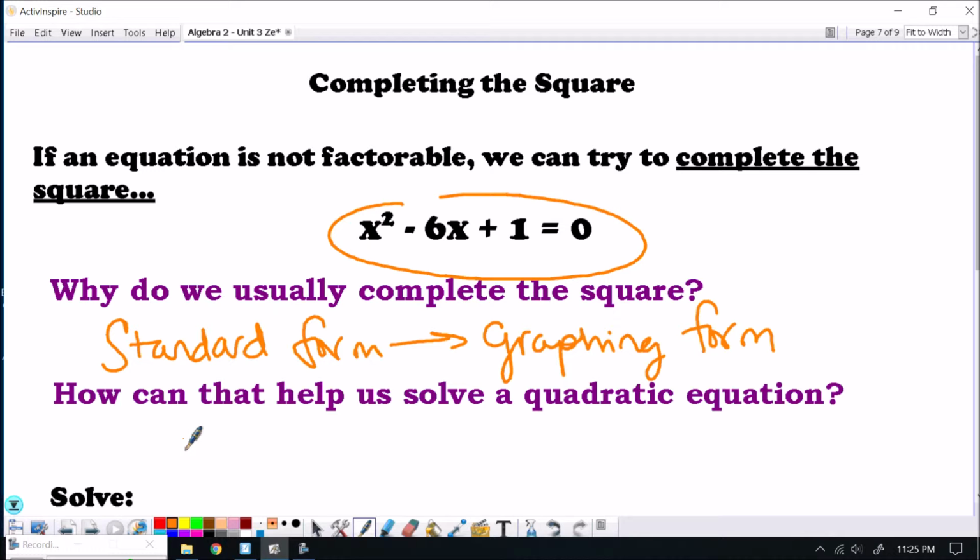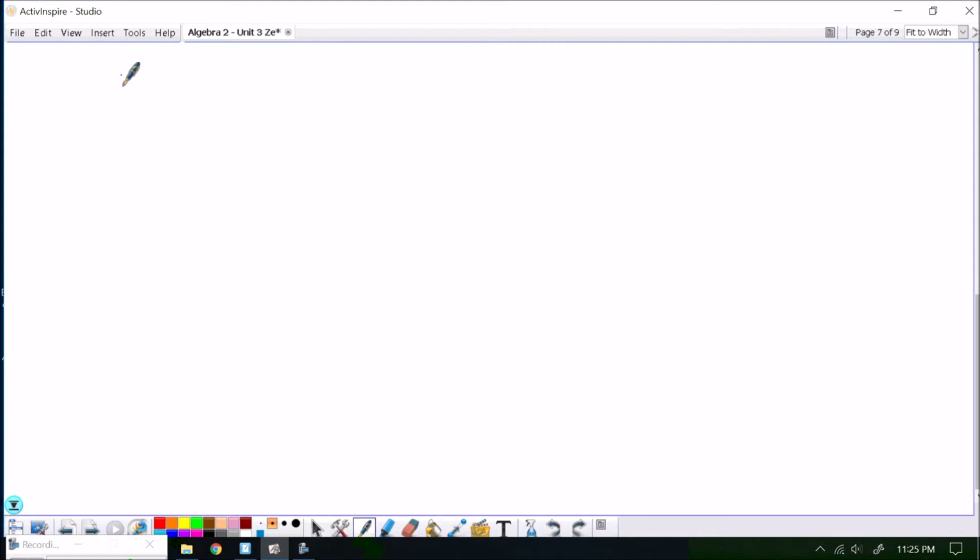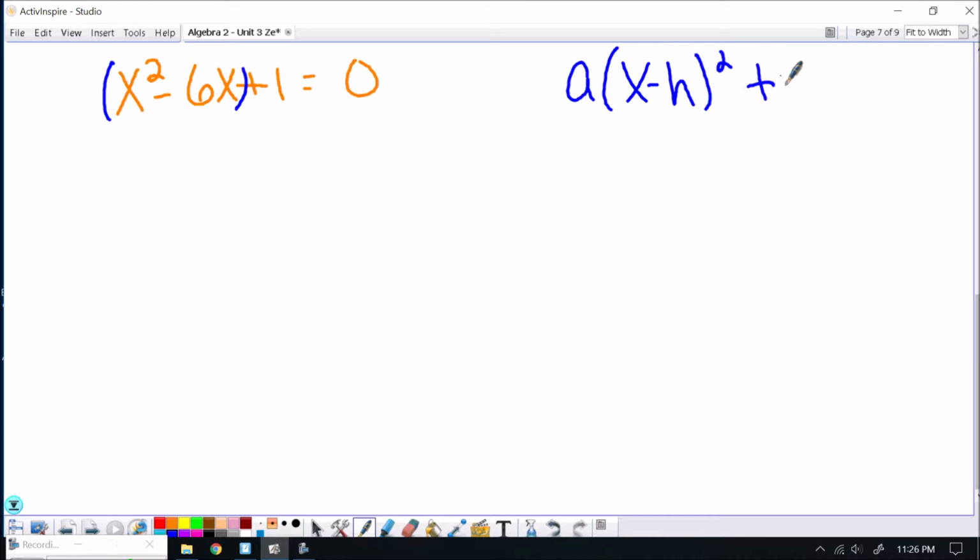So when we go to complete the square, let's take a good review of completing the square. X squared minus 6x plus 1 equals 0. We need to remember how to complete the square. Completing the square involved the first two terms, and we wanted to make this into graphing form. And remember, graphing form was a times x minus h squared plus k. But for all our completing the squares, our a value was 1. So really, I want something squared plus k is what we're trying to get to.